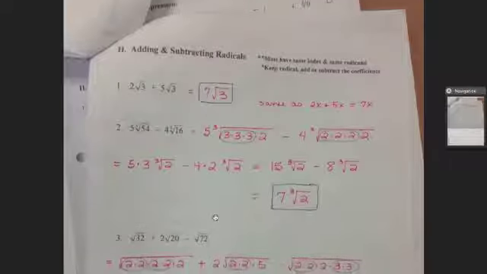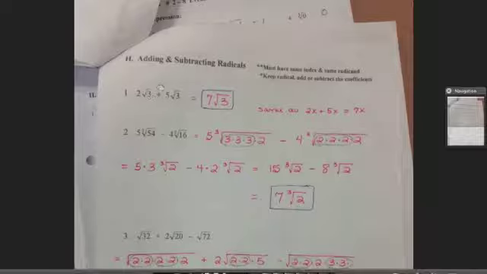Okay, adding and subtracting radicals. Again, the rule is pretty much the same. Must have the same index. Now when we have the same index, we can go ahead and pretend this is like an x. 2x plus 5x is, well, 7x. But instead of the x, we've got a radical 3.